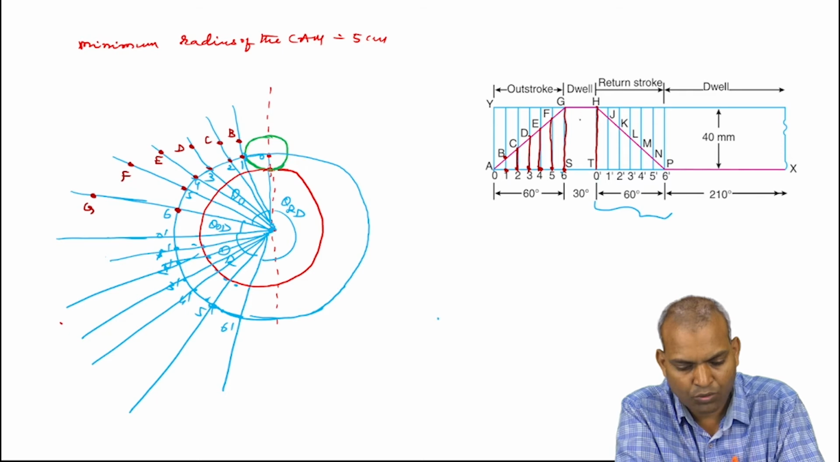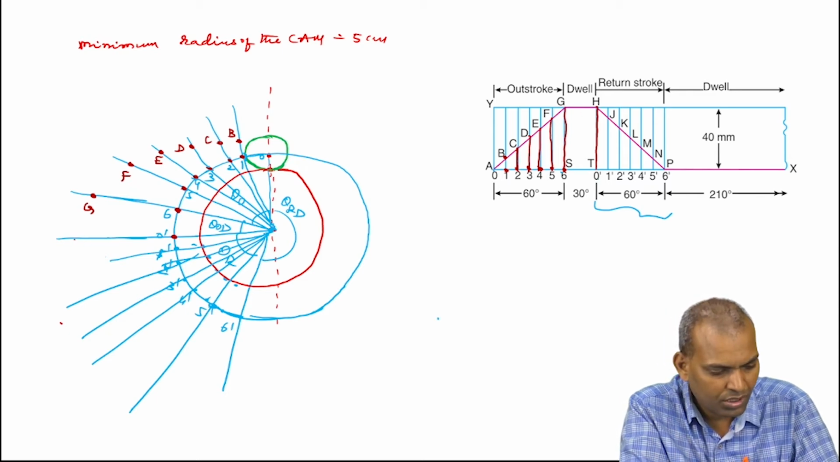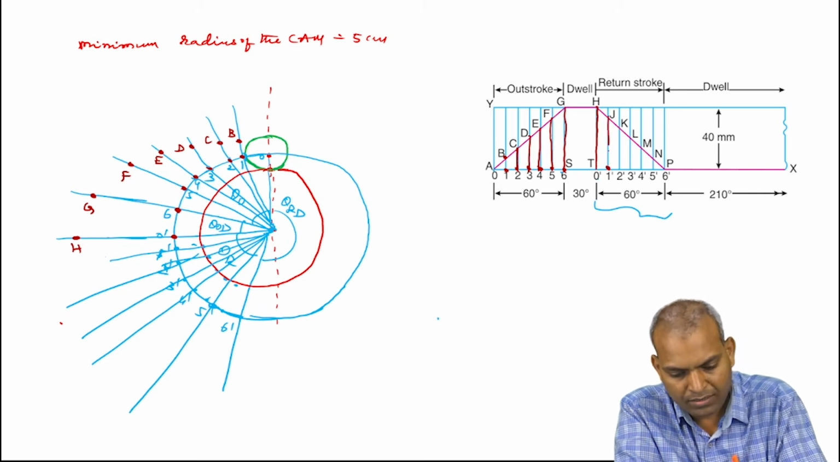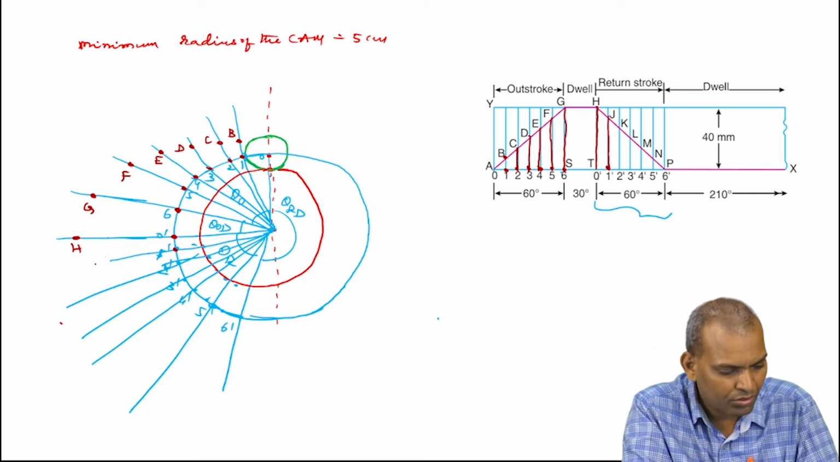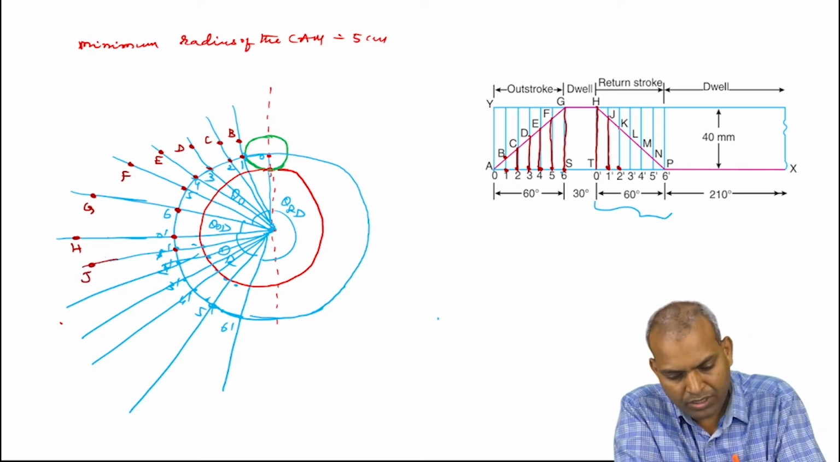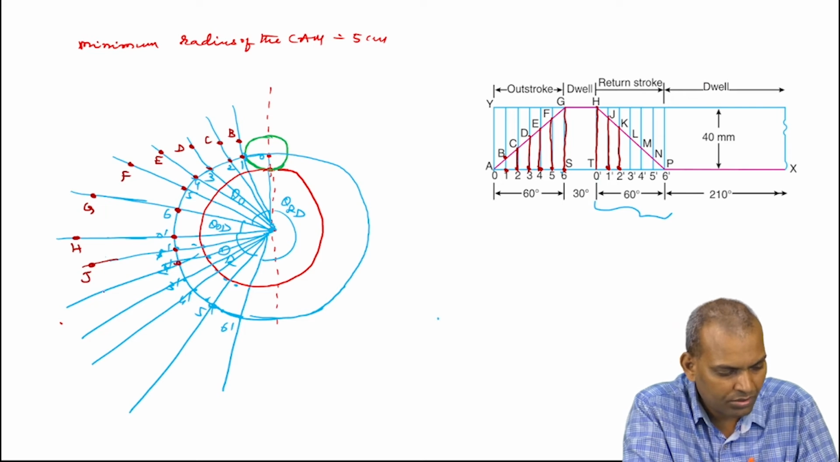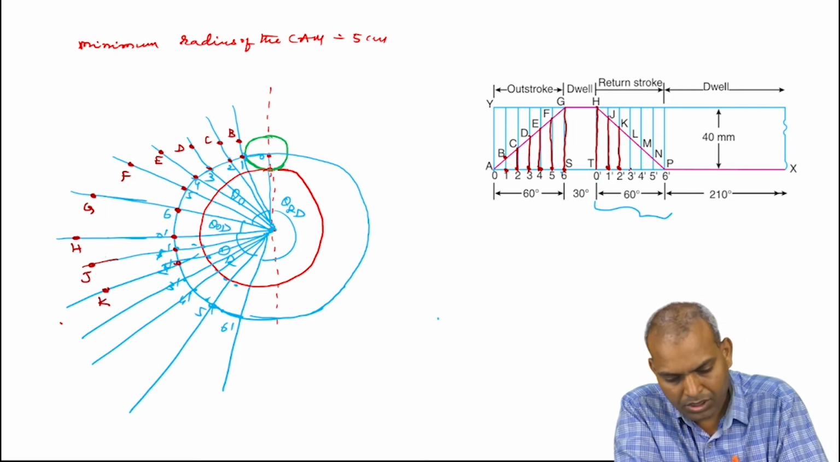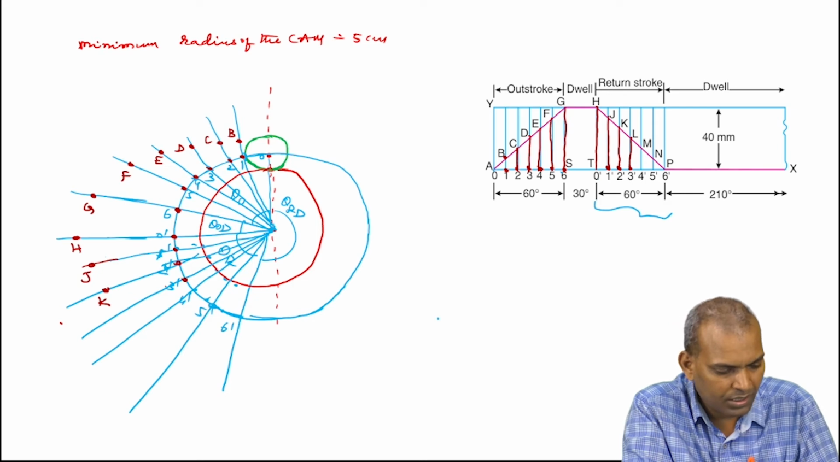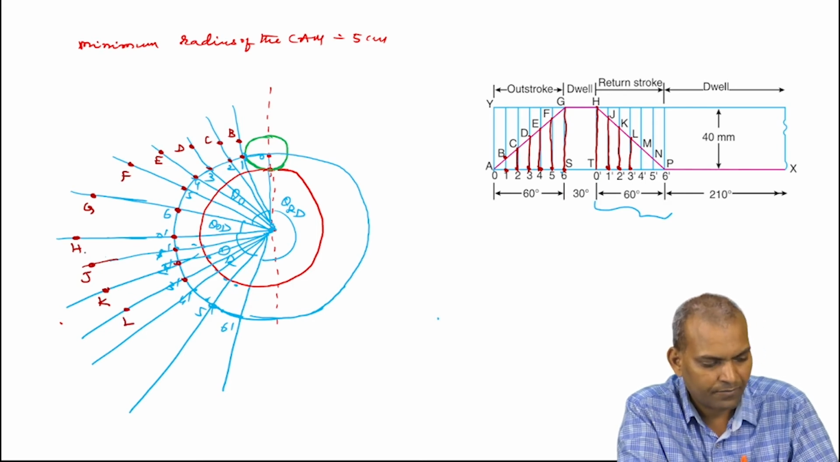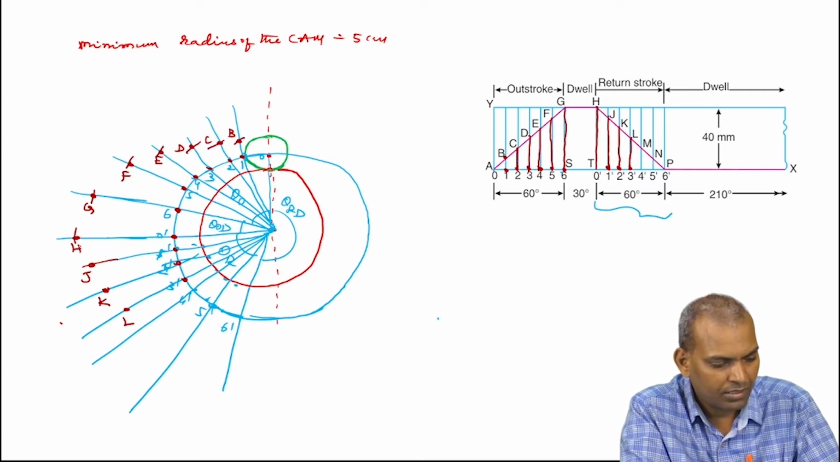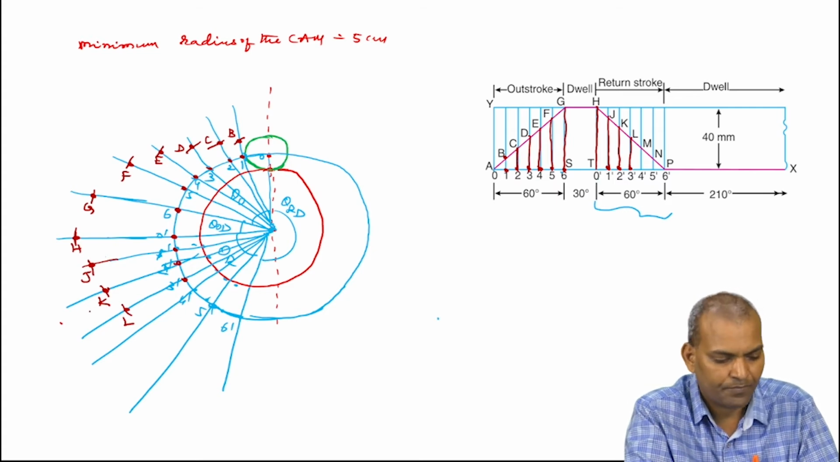Take this distance on the return stroke. This is 0 dash to H. Next 1 dash to J. Approximately it is J. 2 dash to K, 3 dash to L. Mark them. These are all marking points made with the help of a compass, from the intersection with the prime circle.